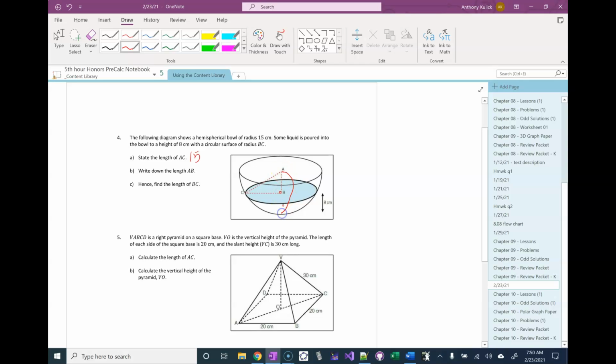Likewise, A to here is going to be 15. So if this piece is 8, that piece must be 7. And then we can just use the Pythagorean theorem to find out BC. And I'll skip that part because I'm sure you're good with that part. So again, the tricky part was just noticing what was a radius and what wasn't in the problem, right?